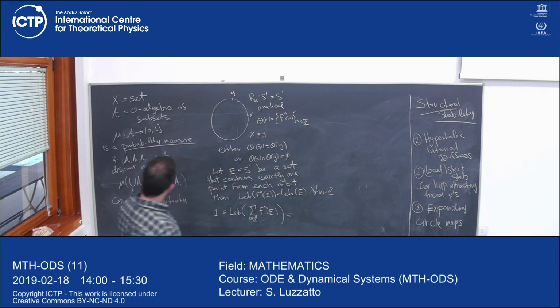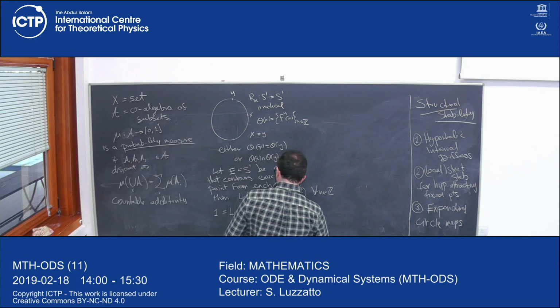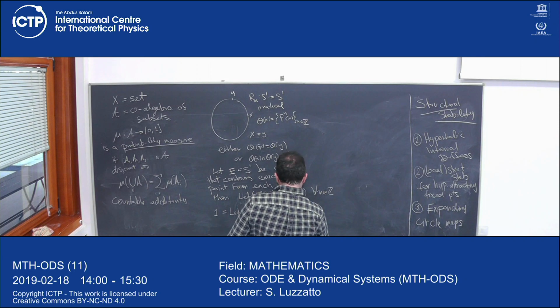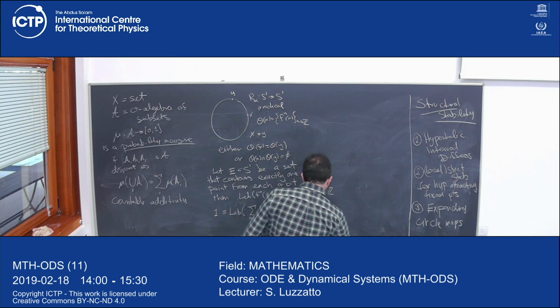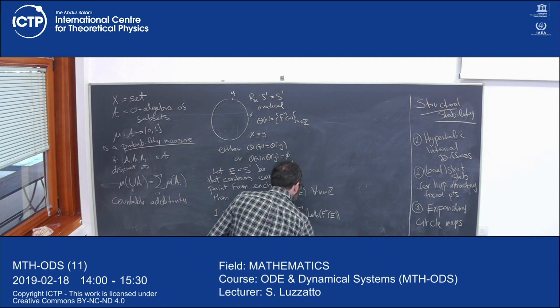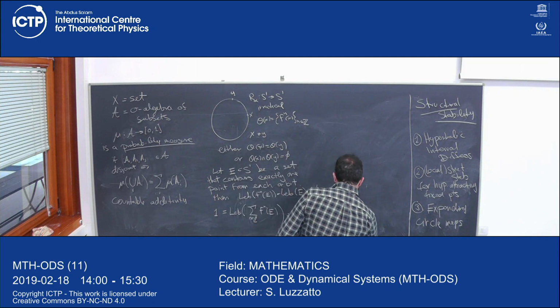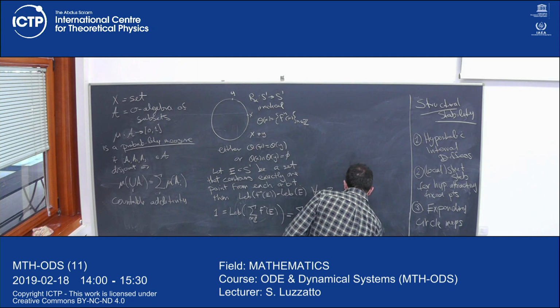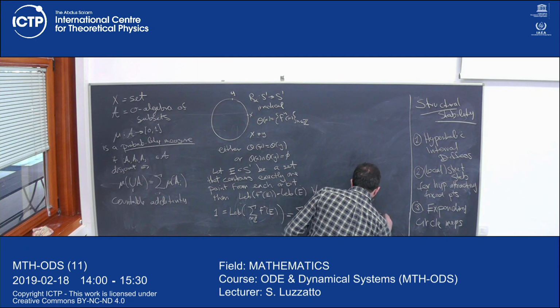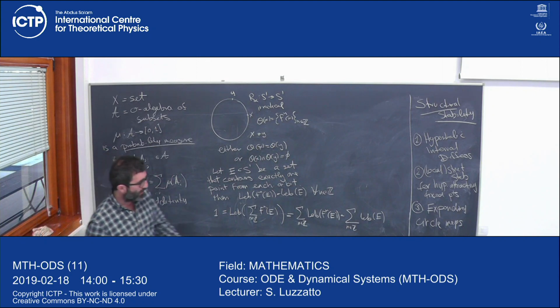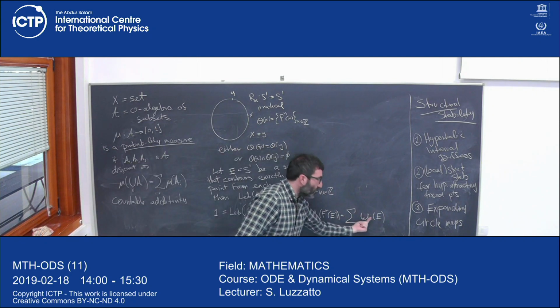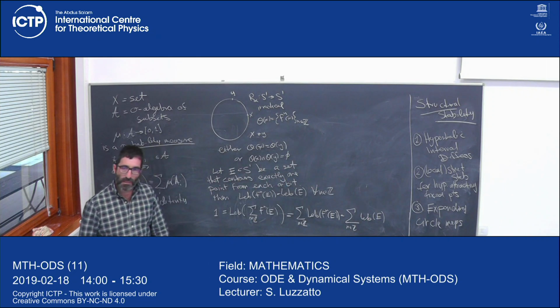And then by the countable additivity, this is equal to the sum over n in Z of the Lebesgue measure of Fn of E. But this is equal to the sum for n in Z of the Lebesgue measure of E, because the Lebesgue measure of Fn of E, by what we just said, is equal to the Lebesgue measure of E. And this leads to a contradiction, right?